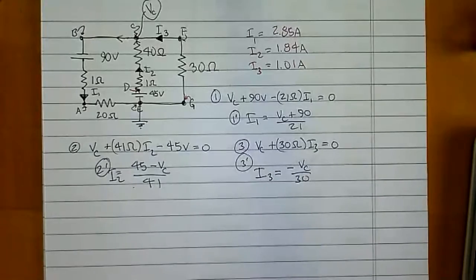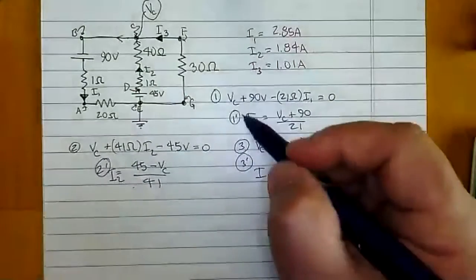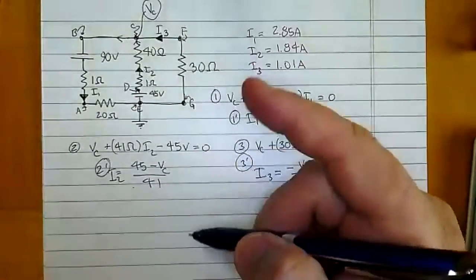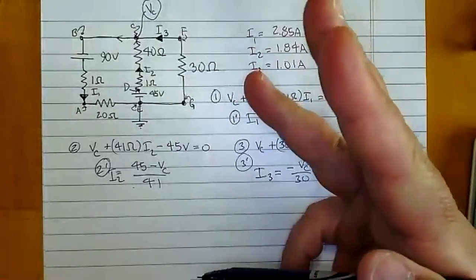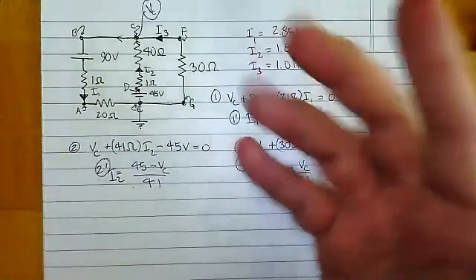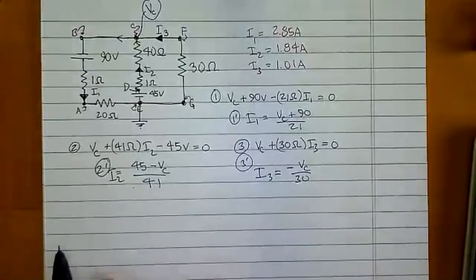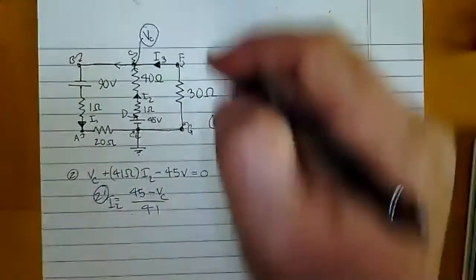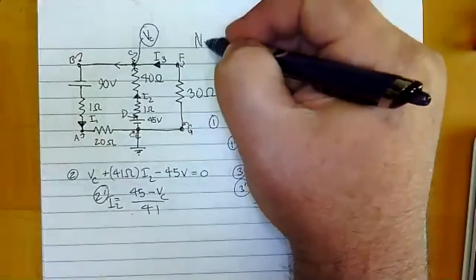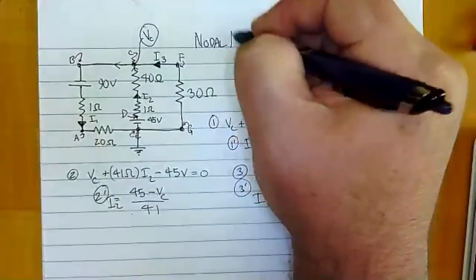Okay, so that's 3 equations, and since we introduced the VC, our unknowns are VC, I1, I2, and I3, so there's 4 unknowns, so we need 4 equations. The good news is Kirchoff's junction rule is still what applies, and that's the backbone of this whole nodal method, which, by the way, just in case you're wondering what I'm saying, it's called nodal method.